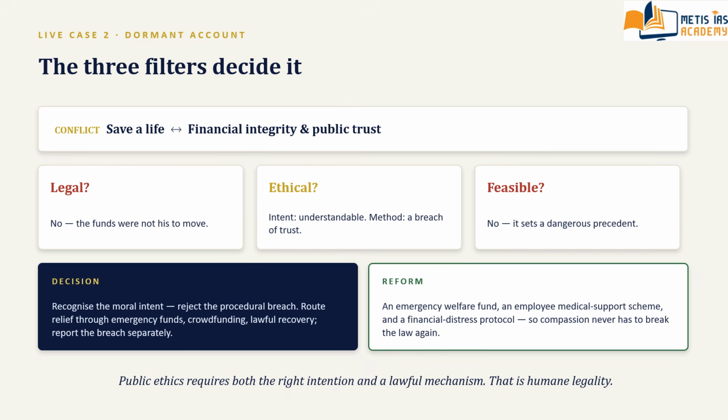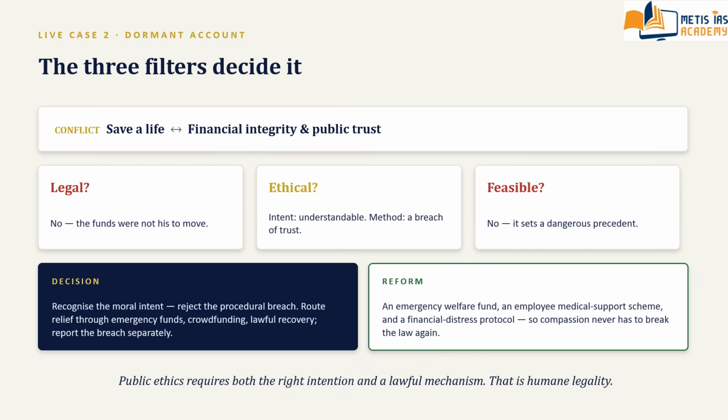Option number one, support manager emotionally. When you support the manager emotionally, what will happen? Compassion cannot override trust. So we are moving to option number two, that is condemn the manager absolutely. When you condemn the manager absolutely, the problem is that it ignores human reality. So this is also not possible. Then option number three, that is recognize moral intent, reject procedural breach.